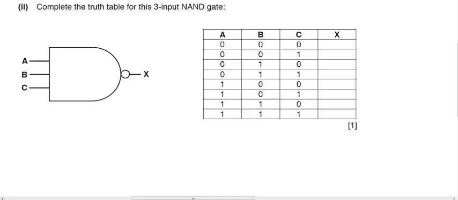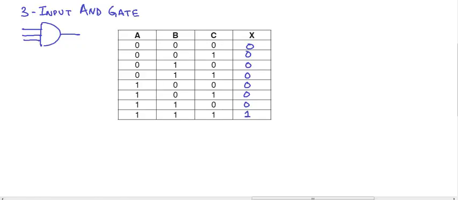Complete the truth table for this 3-input NAND gate. For this, let's quickly take a look at a 3-input AND gate. So here we have a 3-input AND gate, and we can see that the output of this AND gate is only 1 when all the inputs are 1. So when all the inputs are 1, that is the only place where the output is 1.